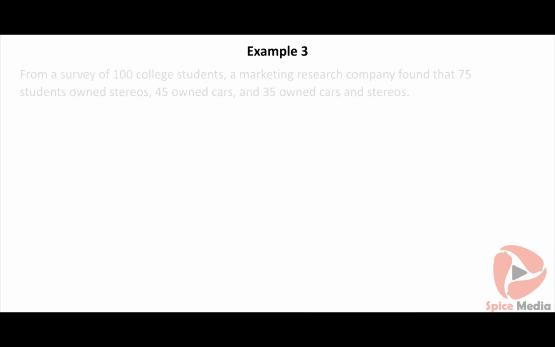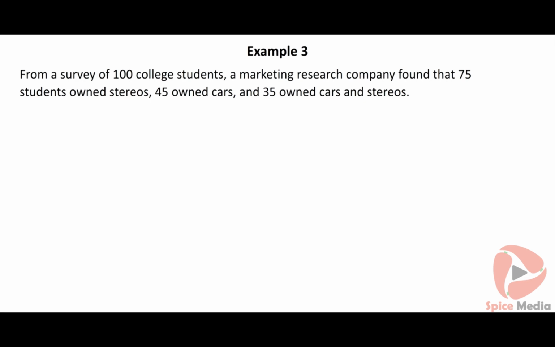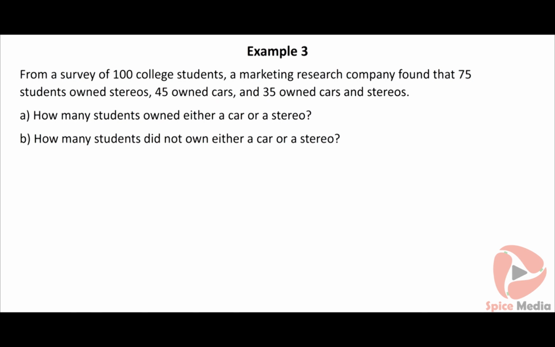Example: from a survey of 100 college students, a marketing research company found that 75 students owned stereos, 45 owned cars, and 35 owned cars and stereos. How many students owned either a car or a stereo? How many students did not own either a car or a stereo? Click on the solution button to view the solution.